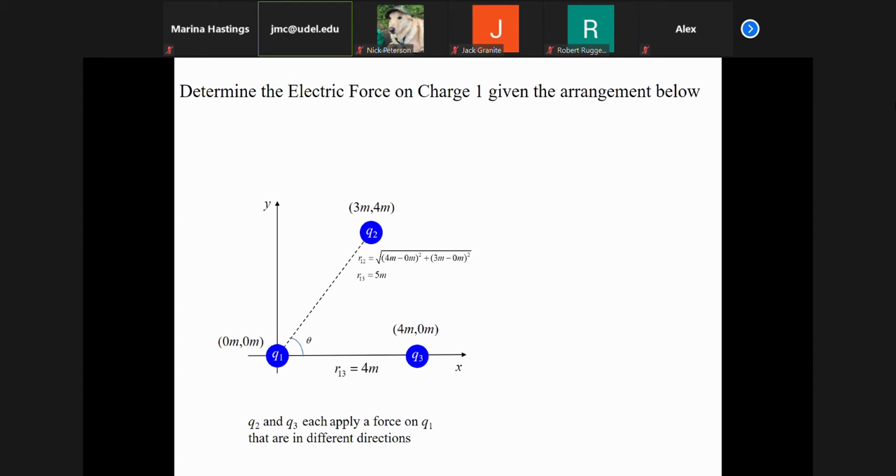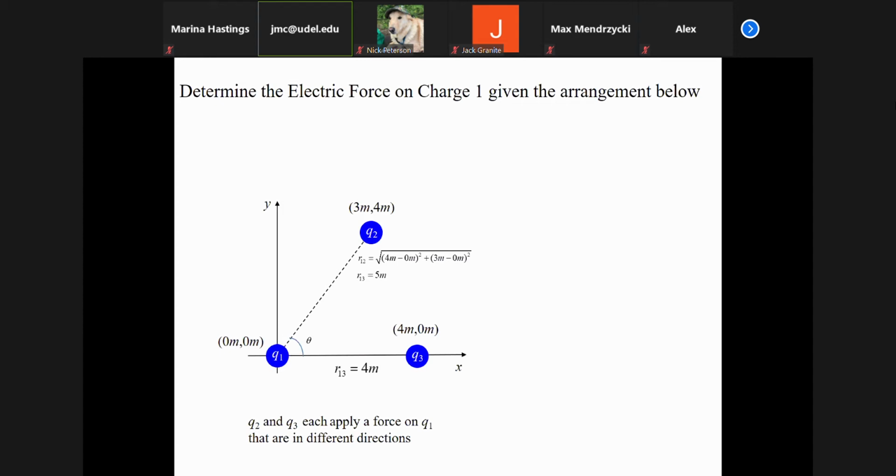So we now have those distances, what we will need for Coulomb's law. Is that a typo? I think R12 is 5 meters, you said, right? Underneath the equation? I should be right. Thank you for catching that. Yep, you're welcome. Yeah, that should be R12. Thanks for that.